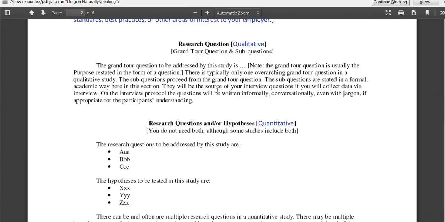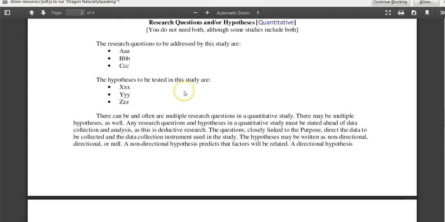We might even make them as statements instead of questions. Here in quantitative, we might have yes/no questions, and they would be very specific to our purpose statement, so that all aspects of the purpose statement are addressed in these questions. We might have hypotheses that we're going to test, and the hypotheses can be directional or they can be null.